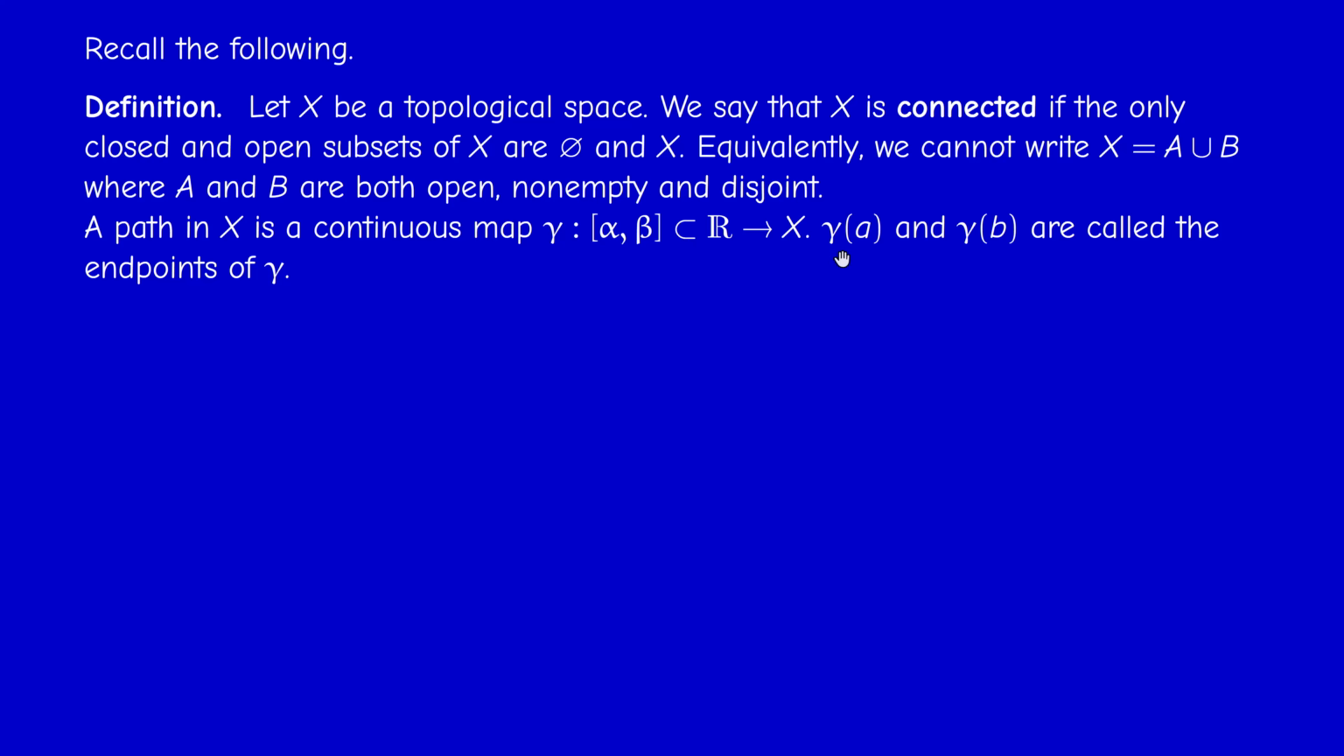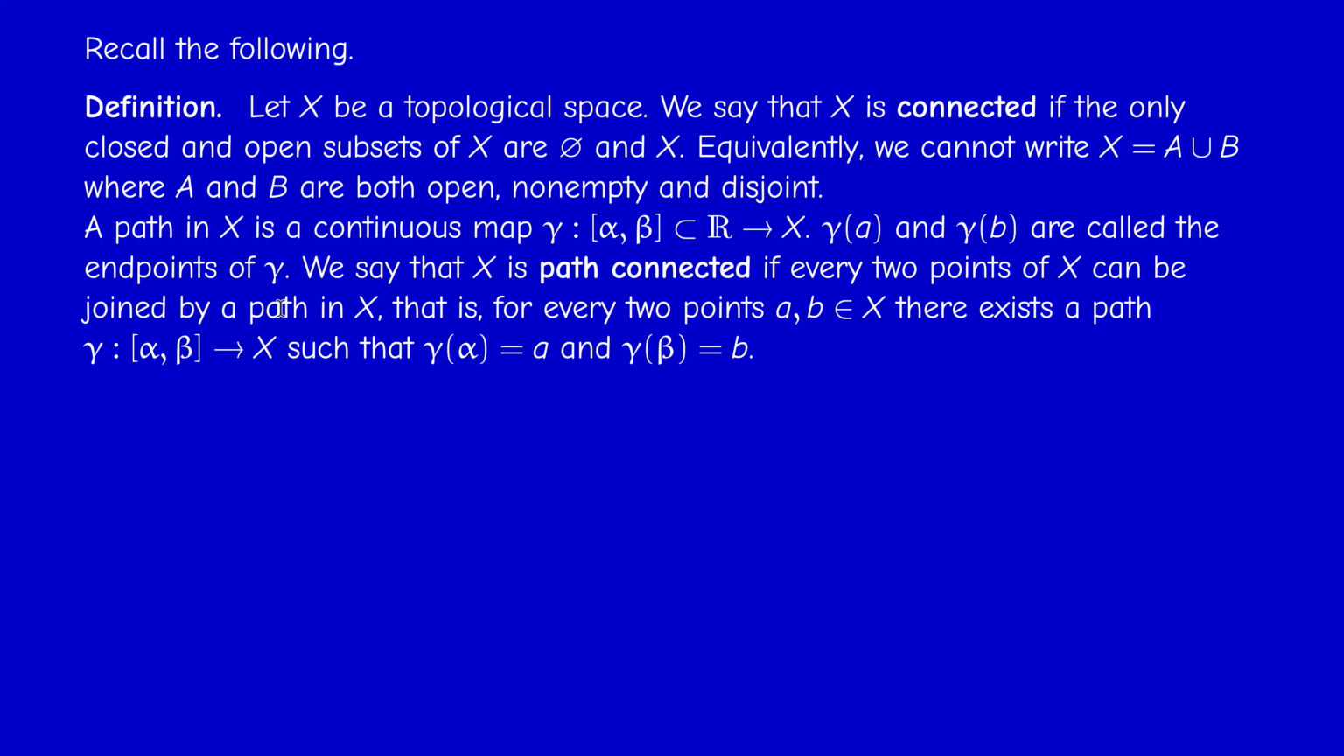So gamma of alpha and gamma of beta, that is A and B, are called the endpoints of gamma. We say that the space X is path connected if any 2 points of X can be joined by a path in X. So there is a continuous map gamma from an interval [alpha, beta] to X such that gamma of alpha equals A and gamma of beta equals B. Now alpha and beta are real numbers, and A and B are points in a topological space.